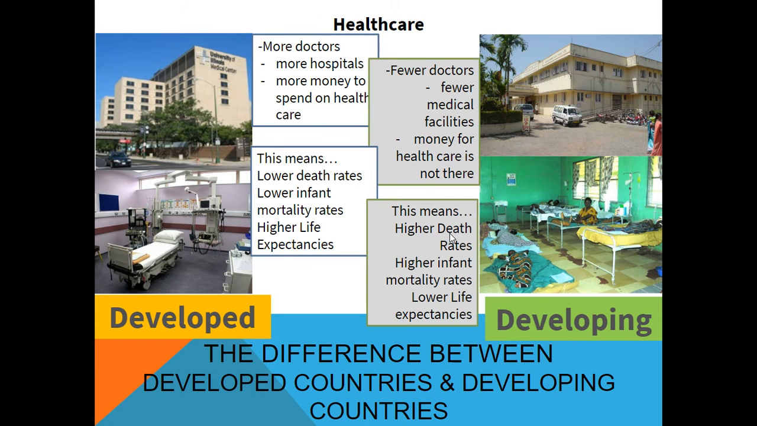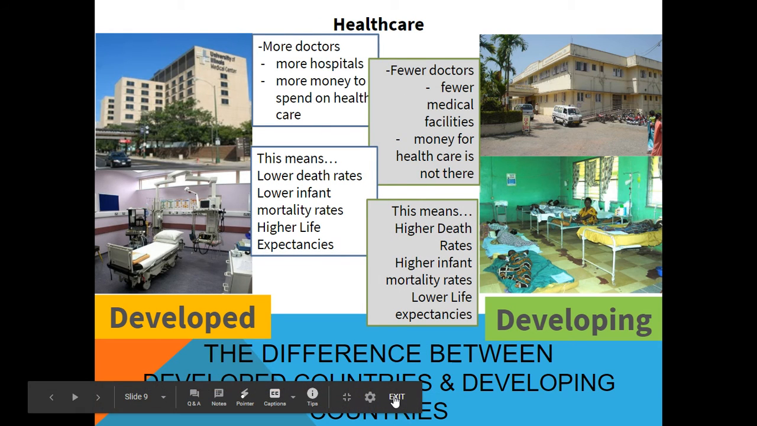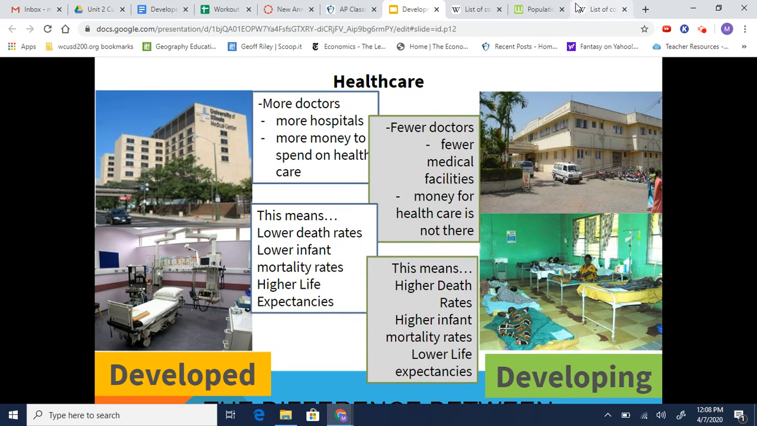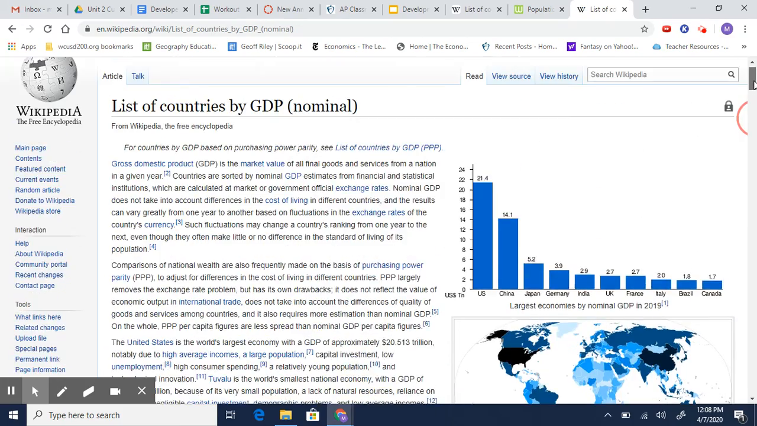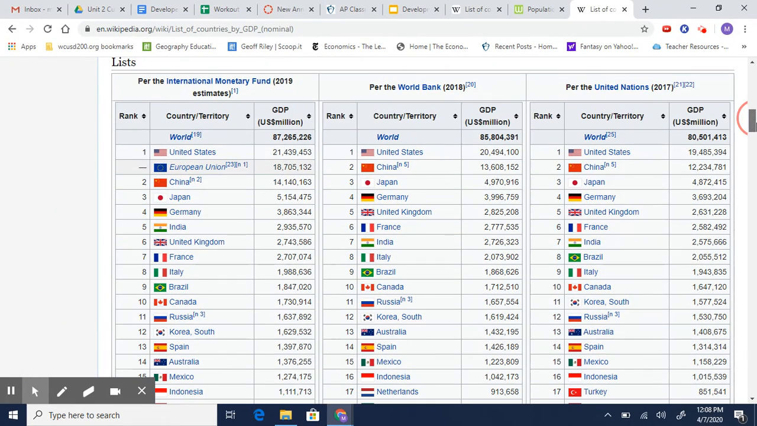Oh, one other thing I was going to bring up too. Another good economic statistic that you can use to determine the difference between a developed and developing country is GDP. This is just from Wikipedia. GDP stands for gross domestic product. This isn't in your notes, but GDP is the value of all goods and services your country produces.